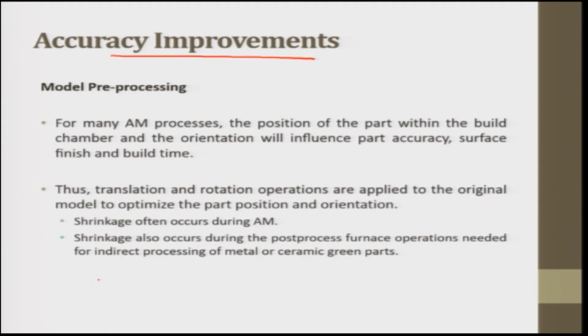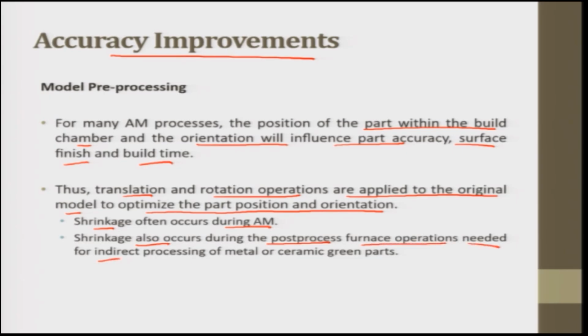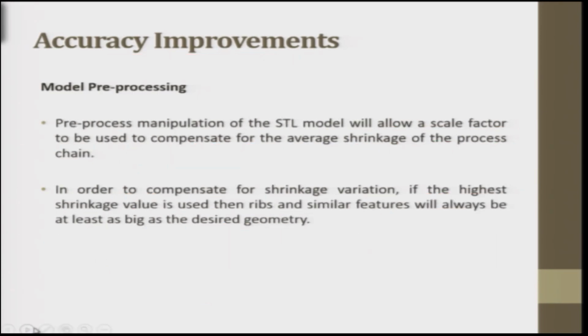In model pre-processing, for many additive manufacturing processes the position of the part within the build chamber and the orientation will influence the part accuracy, surface finish and build time. Thus, translation and rotation operations are applied to the original model to optimize the part position and orientation. Shrinkage often occurs during additive manufacturing. Shrinkage also occurs during post-process furnace operations needed for indirect processing of metal or ceramic green parts. So, these need to be seen in the model pre-processing step only.